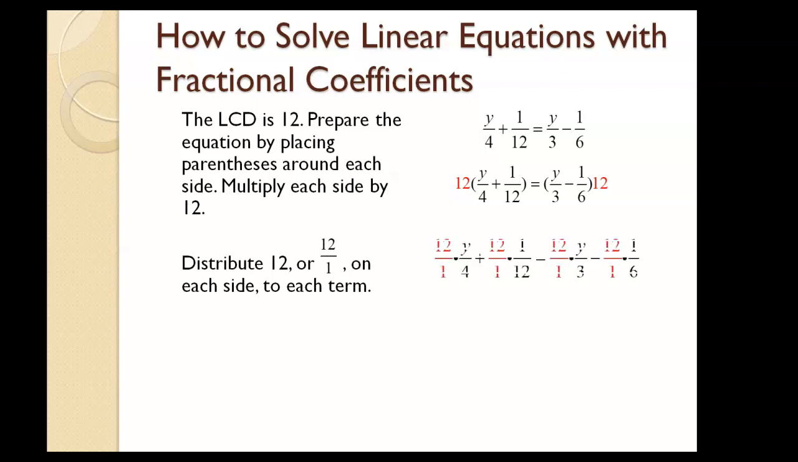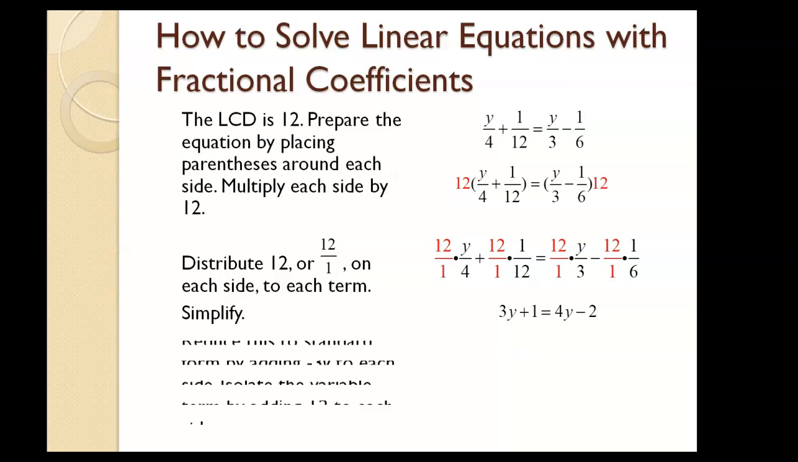So if I distribute, I would have to take 12 over 1 multiplied by y over 4, then 12 over 1 multiplied by 1 over 12. Then on the other side, 12 over 1 multiplied by y over 3, take away 12 over 1 times 1/6. Now, if I simplify the first term, I will get 12y divided by 4, which is just 3y. And 12 divided by 12 is just 1, equals 12y divided by 3 will be 4y, and 12 divided by 6 is just 2. And now you're down to the very simple equation that you see. 3y plus 1 equals 4y minus 2.